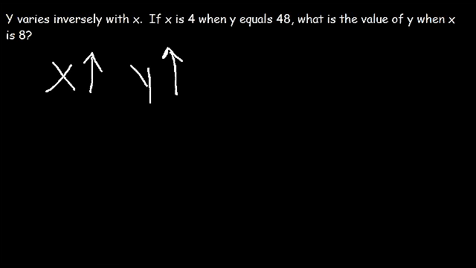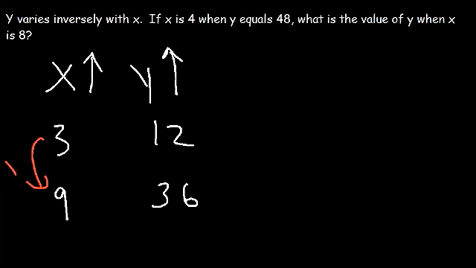Actually, y was 12, not 9. I don't know why I said 9. So we had 3 and 12. When x increased to 9, y increased to 36. So when y varies directly with x, these two are proportional. If you were to double the value of x, y would double. If you triple the value of x, which is what we did, the y value would triple.